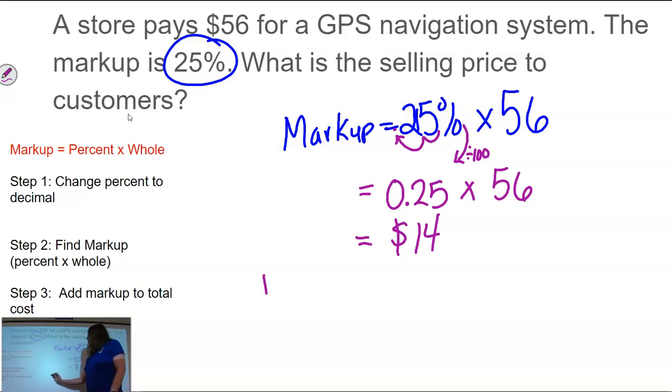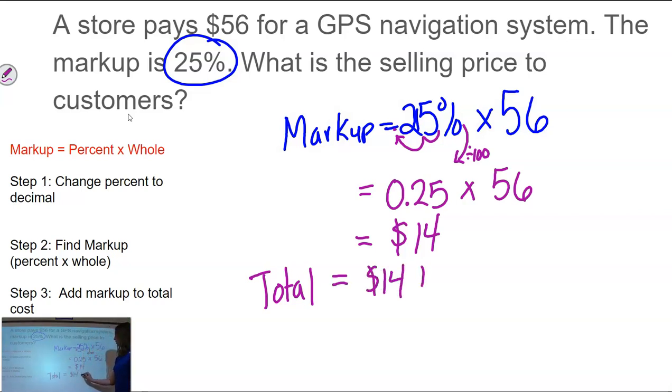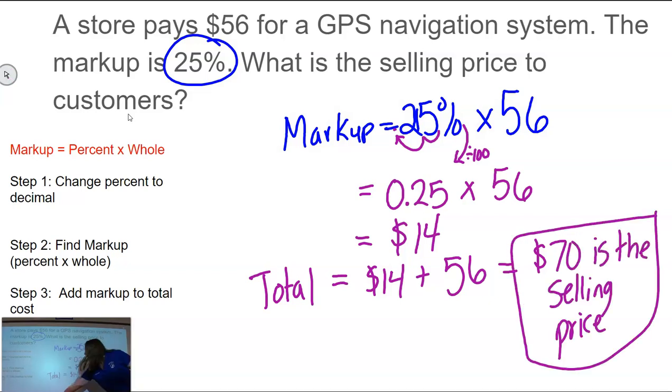So I want to figure out what the total cost to the customers would be. That would be $14 plus my $56, so $70 is the selling price. All right, that's the end of tax, tip, and markups. Good luck, everyone.